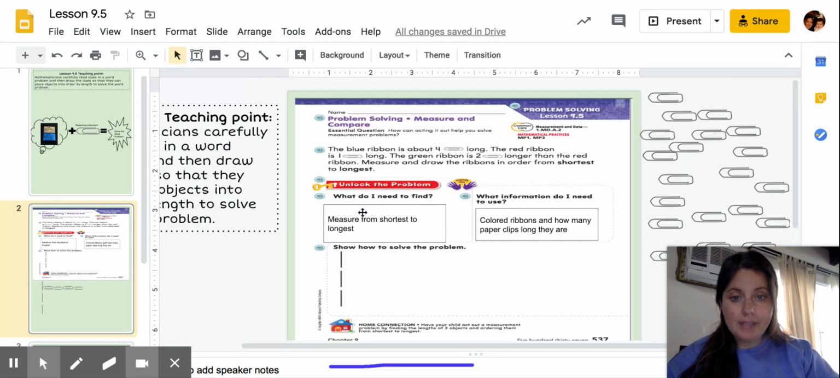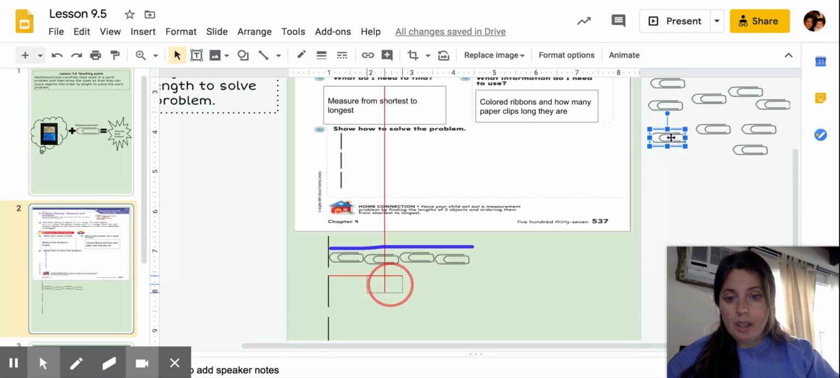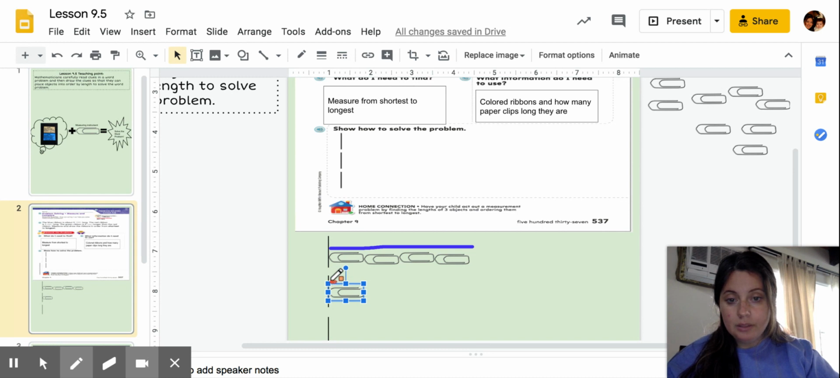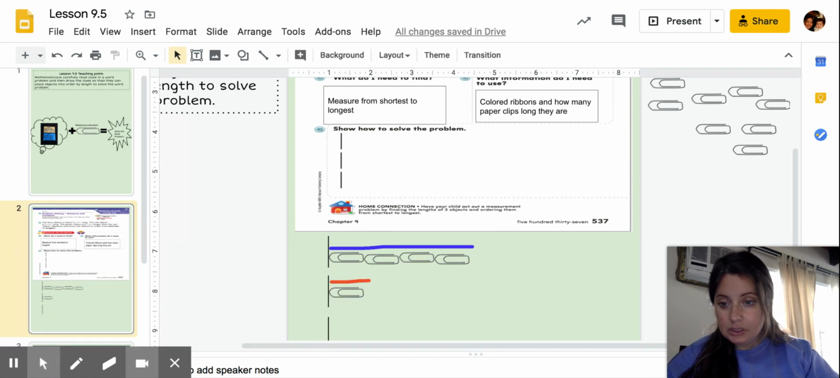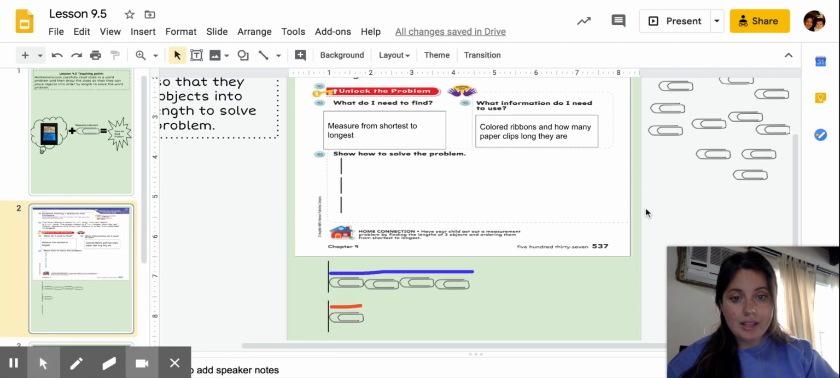Now, let me read the second sentence again. The red ribbon is 1 paper clip long. Oh, okay. So now I'm just going to grab 1 paper clip, place it where I need to, and I'm going to take my red pen and draw my red ribbon to be about 1 paper clip long. A little bit longer, so let me just erase that. And let me look at the next sentence for the next clue.